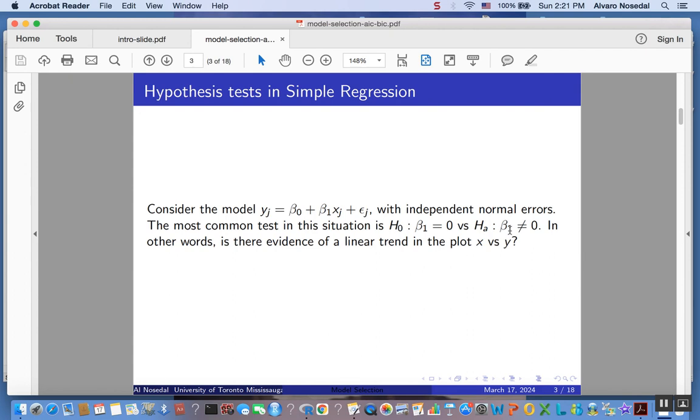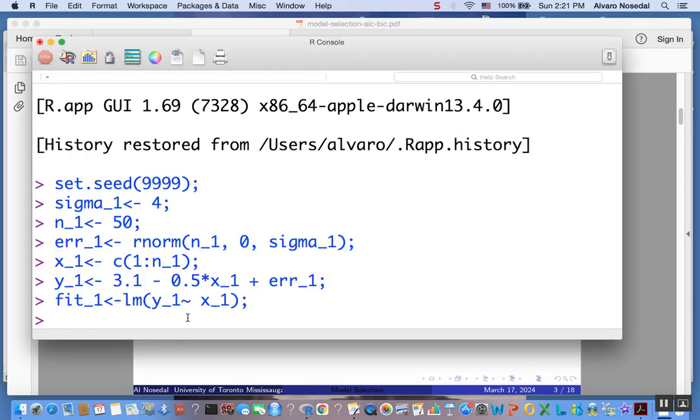So first, let's carry out that t-test using R. So we know that to carry out that t-test using R, you have already fitted your linear model. So one thing that you could do to carry out that t-test is use the summary command, and in this case, you have already fitted that model. We called it fit_1.